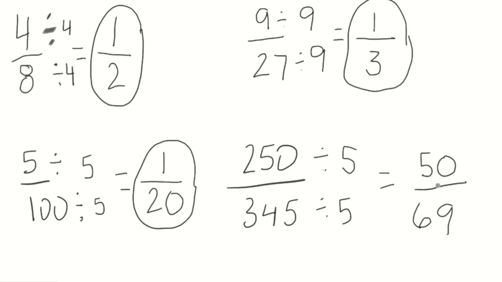Okay, these are a lot larger than a 1 and a 3, or a 1 and a 2, or a 1 and a 20. Can we think of a number that goes into 50 and 69 evenly? Nope. That is it. So this is the lowest form. This one was a little trickier.